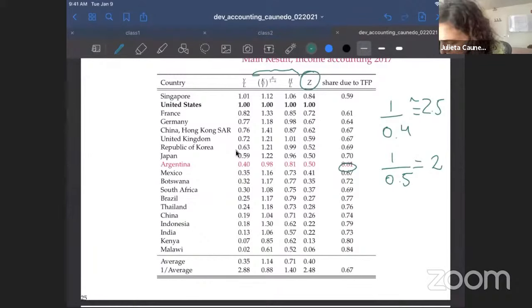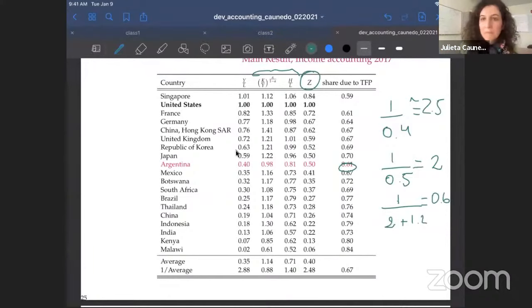Well, we know that for capital there are basically no differences, and there is about a 0.2 difference in human capital. So if you do 1 plus 2 plus 1.2, you're going to get about 0.6, which is the number that you have in the last column. And you do the same for each country. And then what I did is I produced the averages for the whole sample, not just the ones presented in this table, and I computed the same exercise. There you get to about 70%.